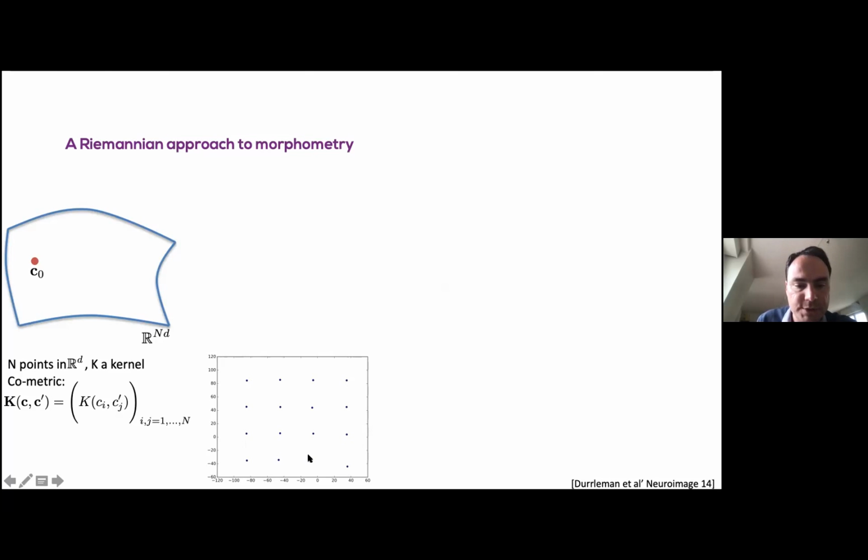We have control points. So let's say it's in 2D, we have a planar image for the sake of simplicity. So if you have n control points in dimension D, all these control points mean one point in a space of dimension n times D.